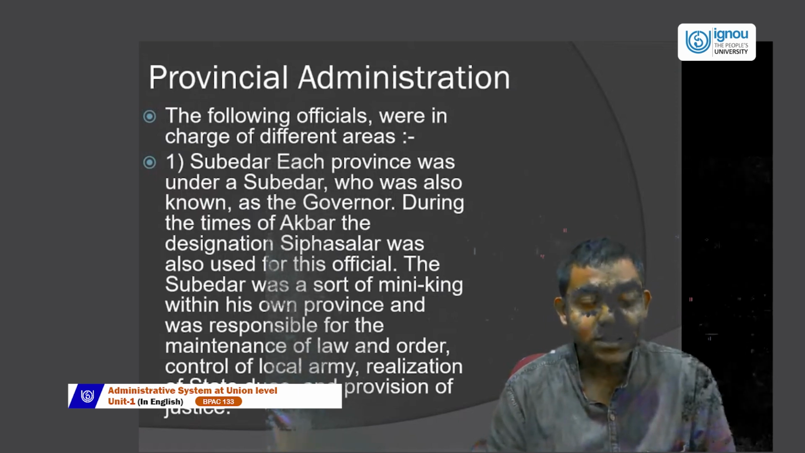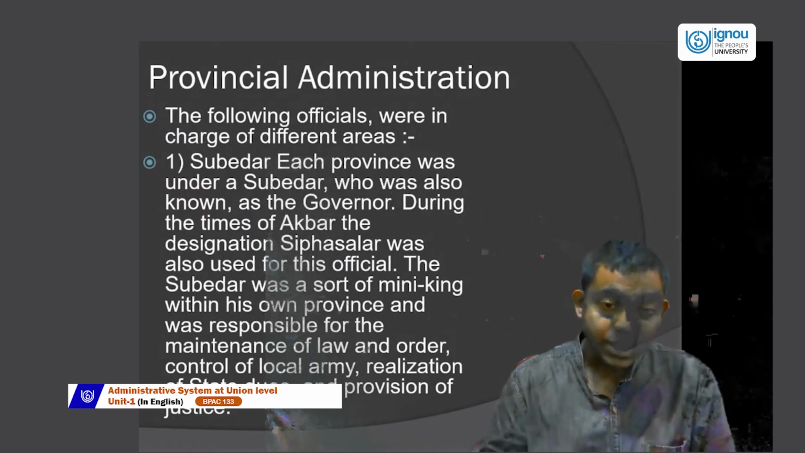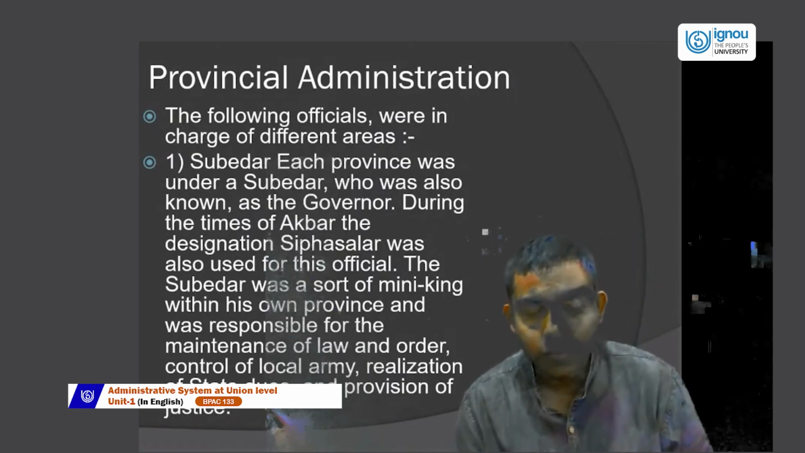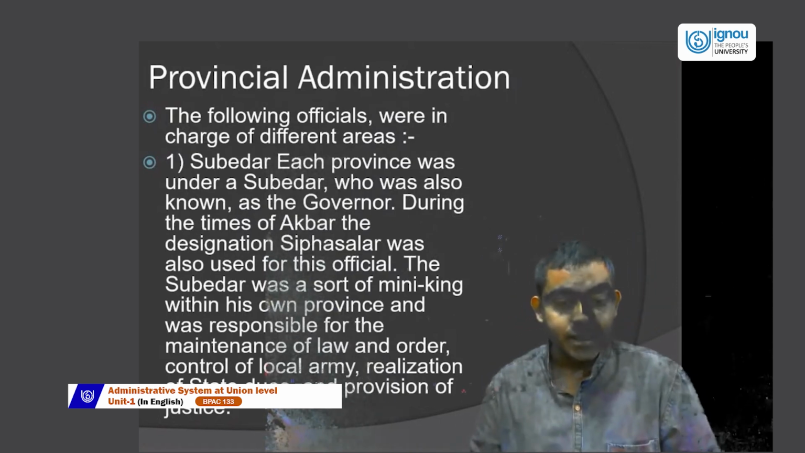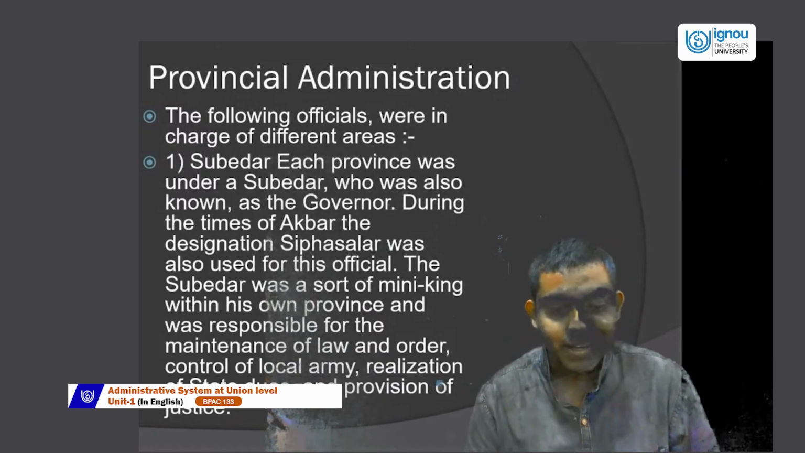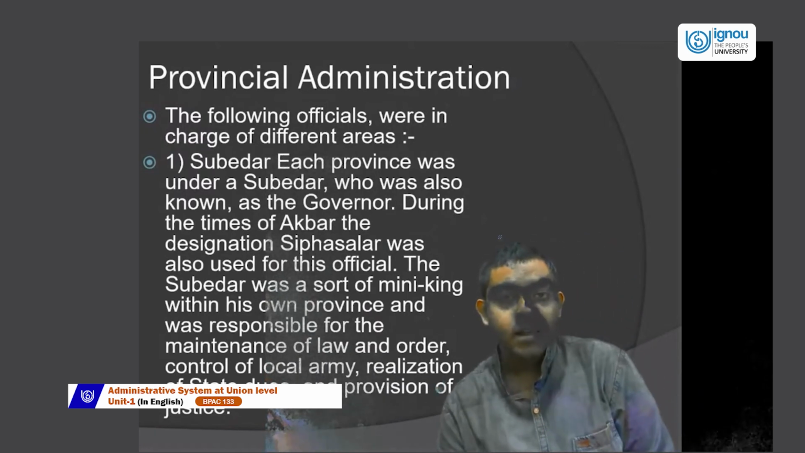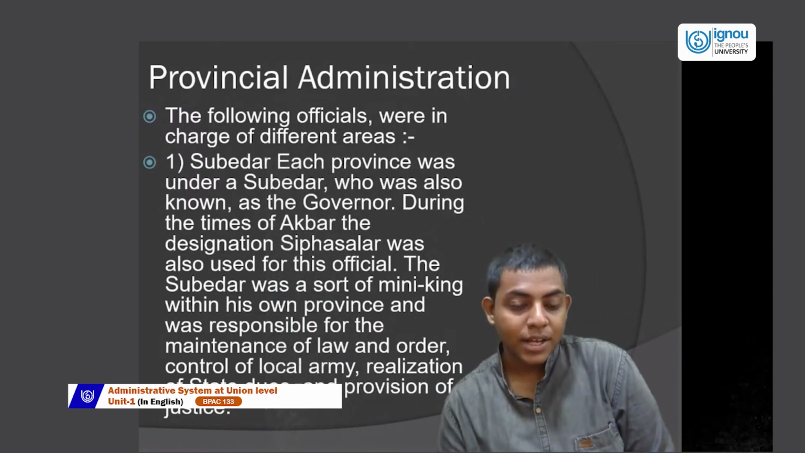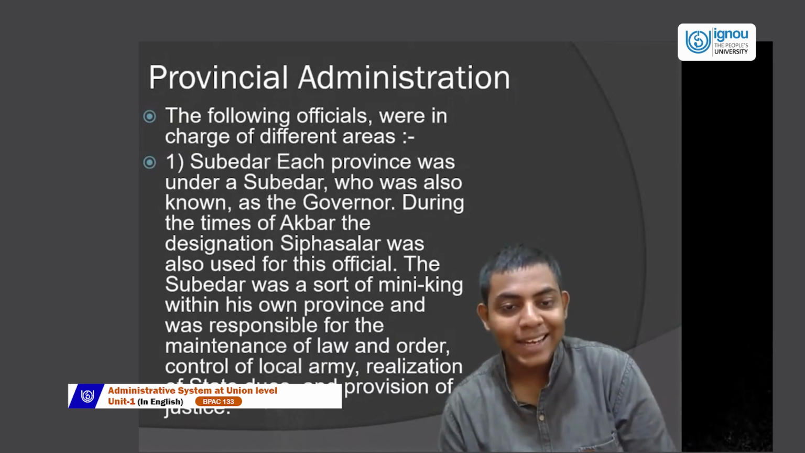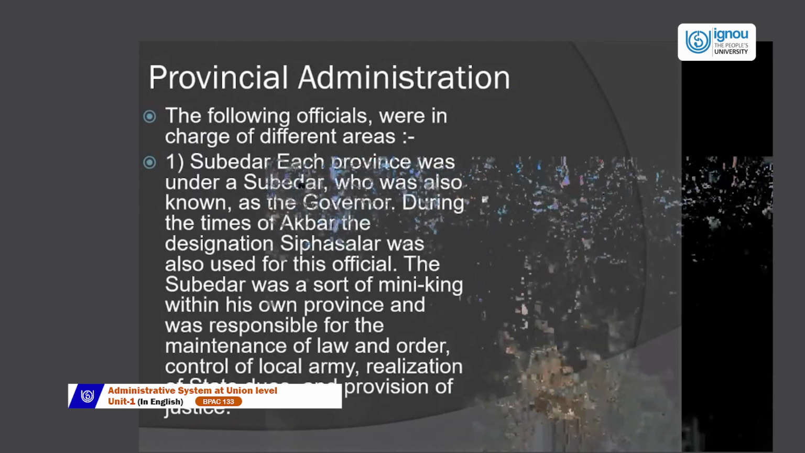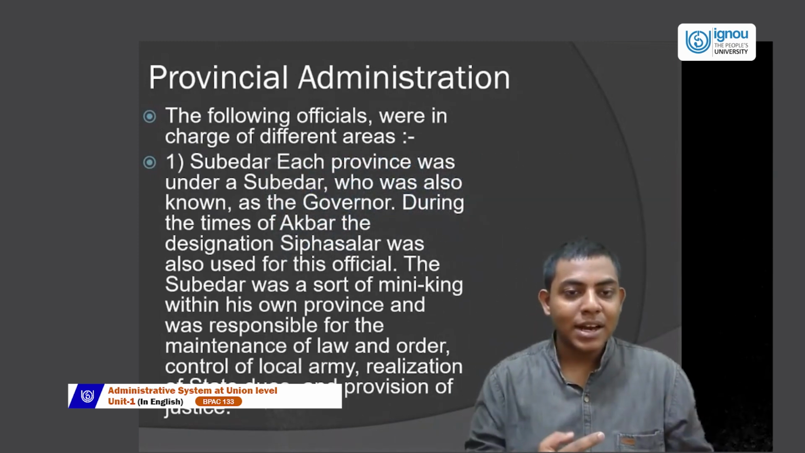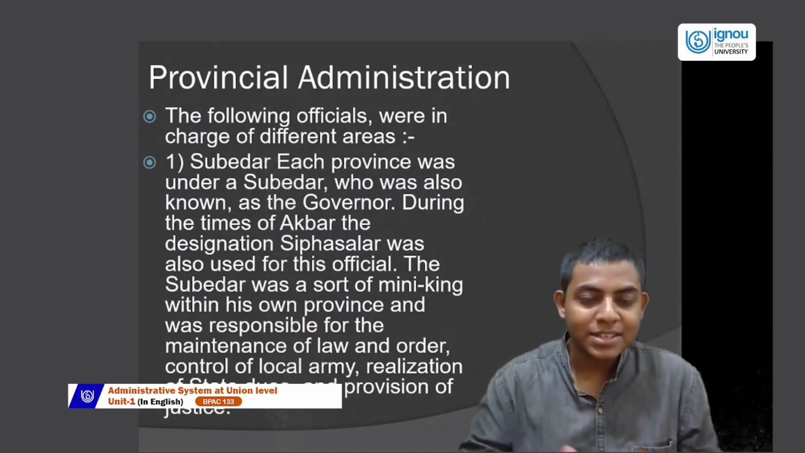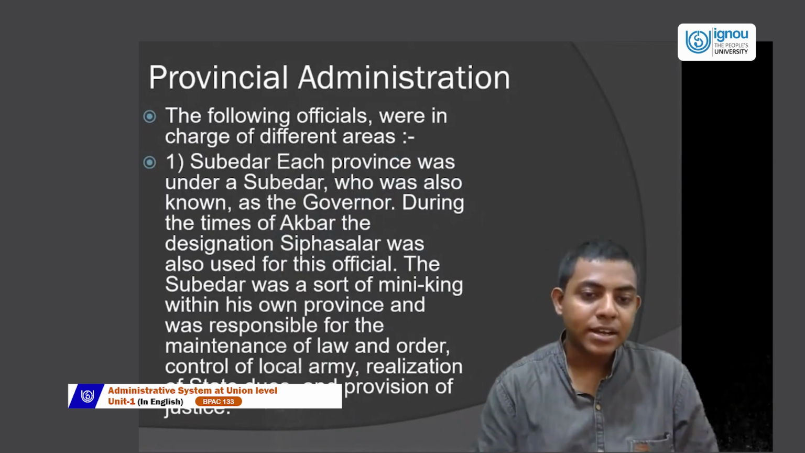The Subedar was a sort of mini king within his own province. So in the province of which the Subedar was the governor, he was like a mini king and was responsible for the maintenance of law and order, controlling the local army, realization of state dues, and provision of justice. So all the functions that the king did at the central level, the Subedar did at the state level. Sort of like now that we have the prime minister at the union level and the chief minister at the state level, something similar to that.